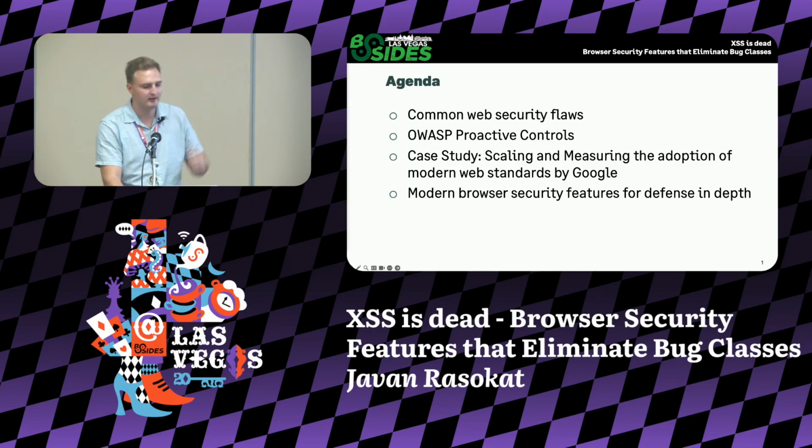We are going to talk about common web security flaws. I will show you the latest version of the OWASP proactive controls. I will show you a case study from Google. I found this when I saw a research paper from them about security signals or web signals. I was so impressed that I wanted to bring this to my own organization and also apply this concept. That's why I want to show you their concept and how they implemented this. And then finally, we will talk about some of those new modern browser security features for defense and dev.